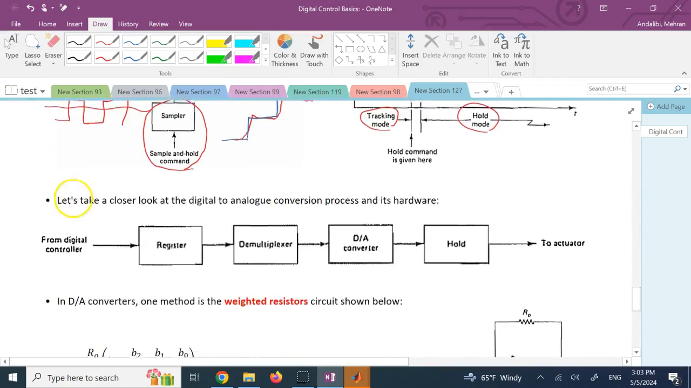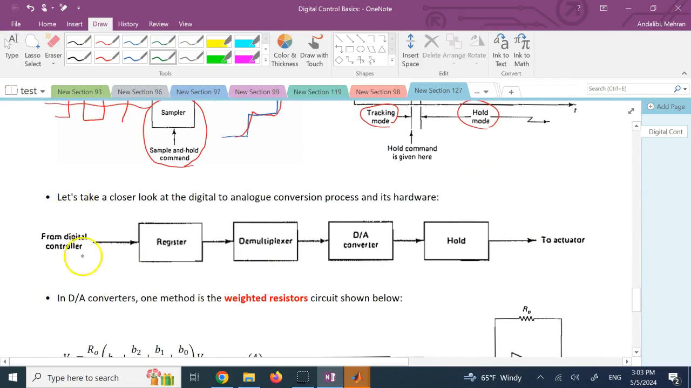And that conversion in general has some process like this. You get the digital control signal from the controller, you register it. If there are several signals coming from the controller, before sending them to the individual actuators, you need to break them down into the individual elements. So you might need a demultiplexer. Then you need the D2A converter, and then you need a hold circuit, which is the main part, which converts all of those individual signals into basically something like that.